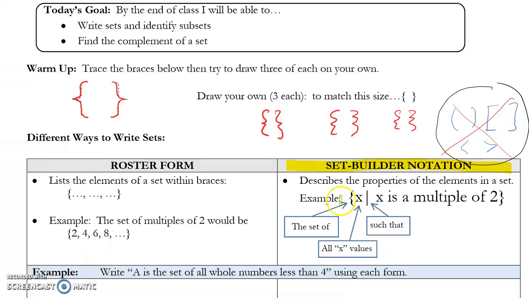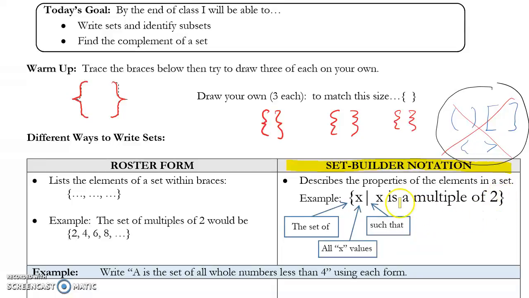Set builder notation is where we use these braces and then this other symbol. So what I've tried to write here is exactly how you would say this. You open the brace, it's saying the set of. And then it's the set of what? That's the first part of the next section here. All x values, since we put the variable x. This vertical line is a shorthand way of writing the words such that. So it's saying the set of all x values such that, and then what? x is a multiple of 2, and your braces.